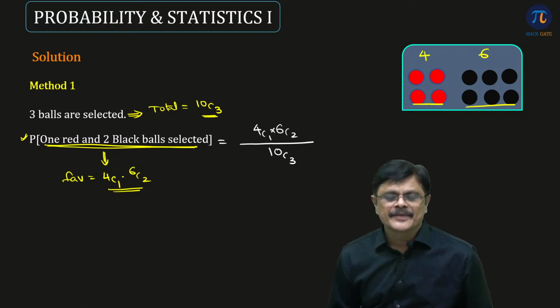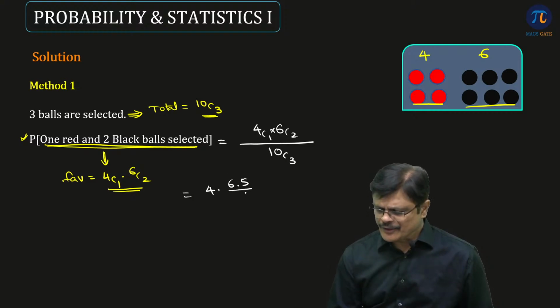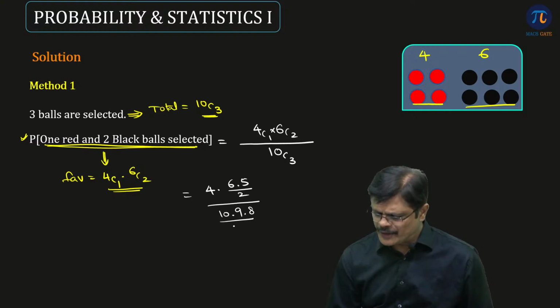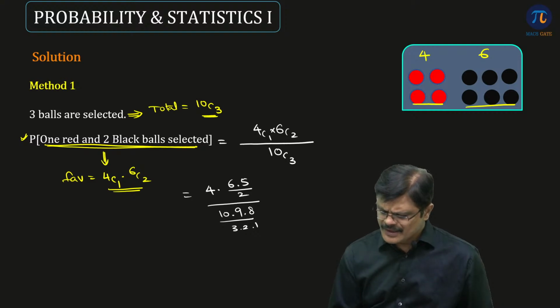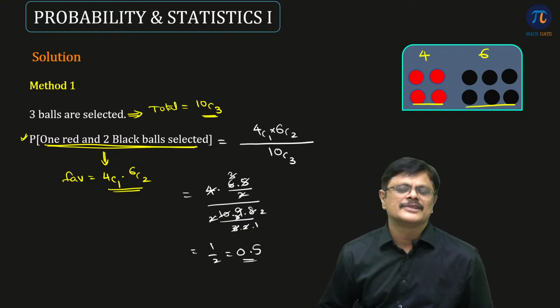Hope you understand. Let me simplify this. 4C1 is 4 only. 6C2 is 6 into 5 by 2. And 10C3 is nothing but 10 into 9 into 8 upon 3 into 2 into 1. So you can simplify this: 4 into 3 into 5. What is the answer for this? 5 2s are 10, and it is 4 2s are 8, 3 3s are 9. Again, this 3 cancels, this 2 cancels. Ultimately, you get 1 by 2, which is 0.5. 1 by 2 is the answer.